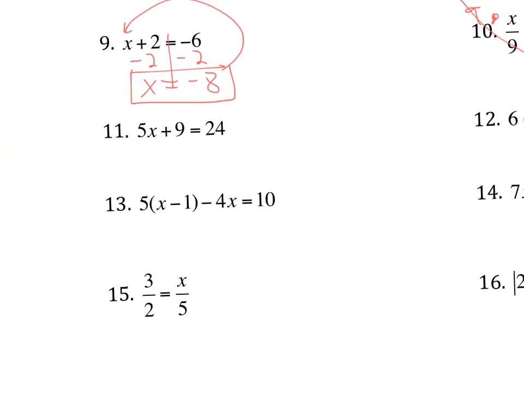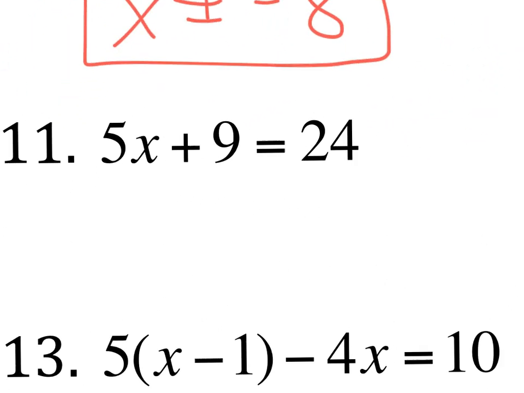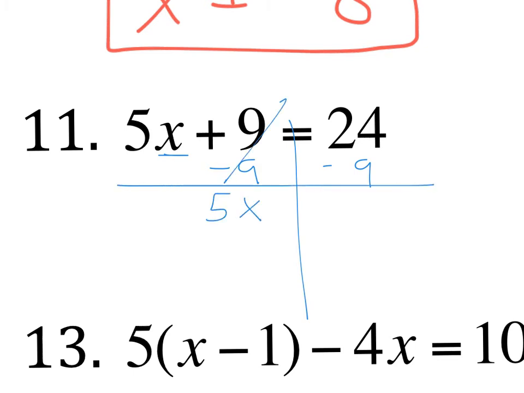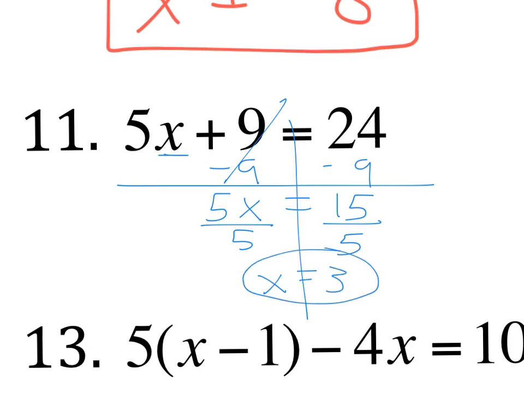Number 11. And number 11, goal is to get x by itself again. So I got to get rid of this positive 9, so I'm going to subtract 9. 5x equals 15. Divide both sides by 5. I get x is equal to 3. 5 times 3 is 15, plus 9 is 24. Yep.